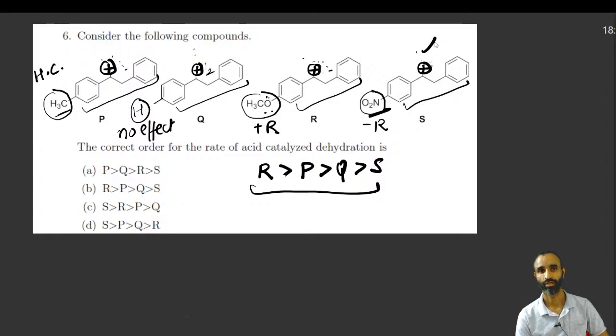That's it. So just compare R, P, Q, S. In this case, you should not look at the options first. Just make an intelligent guess and then make adjustments accordingly, according to the options.